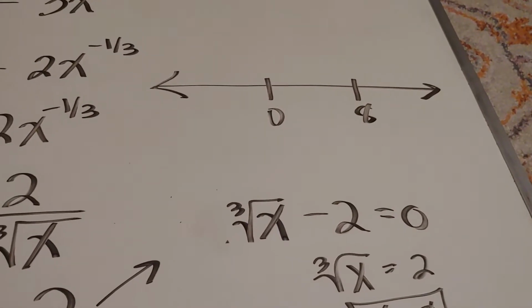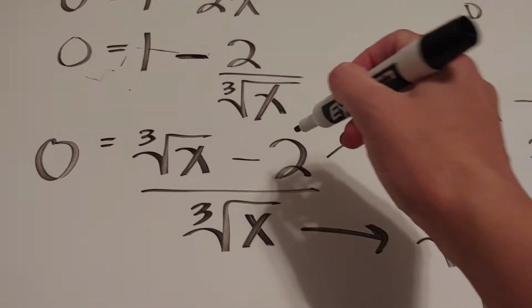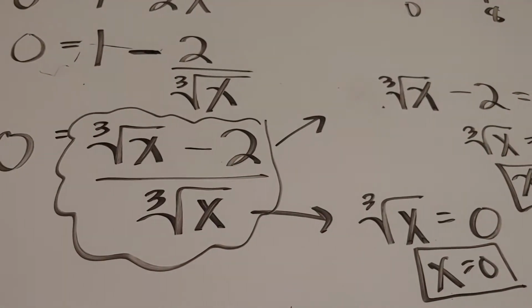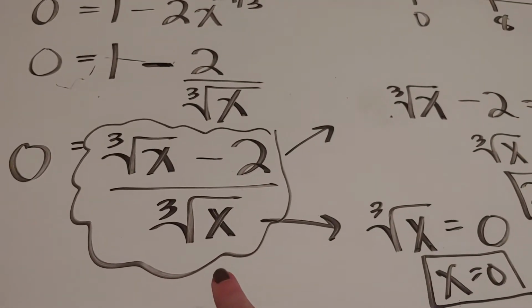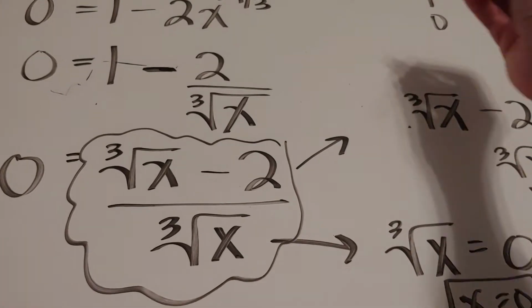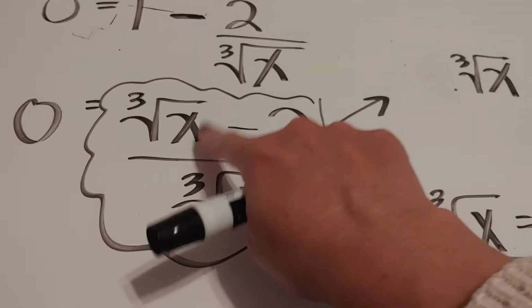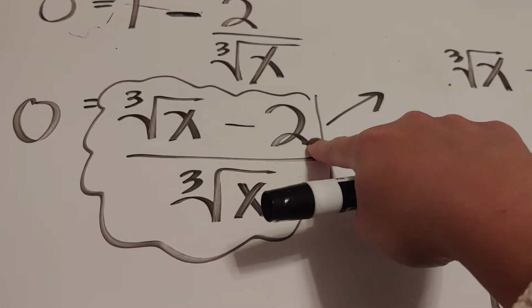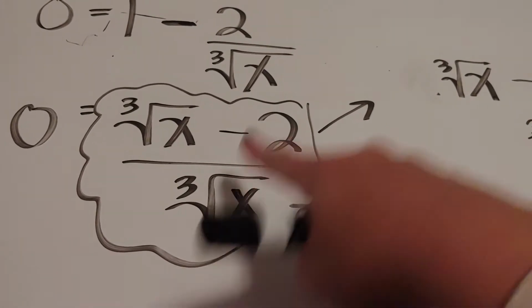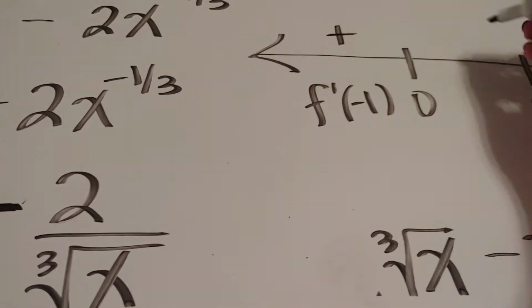All right, there we have it. So what I'm going to do is plug into this version of the derivative. So I'm going to plug in negative 1, 1, and 9. So let's see what we get. If I plug in negative 1, the cube root of negative 1 is negative 1, minus 2 is a negative. On the bottom, the cube root of negative 1 is also a negative. So a negative divided by a negative is positive.